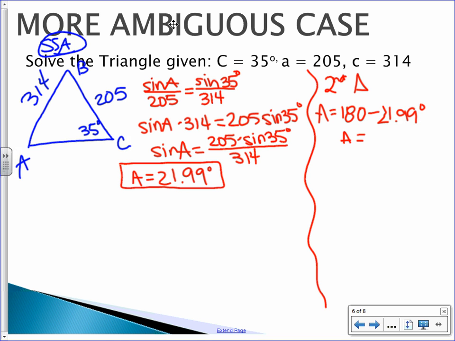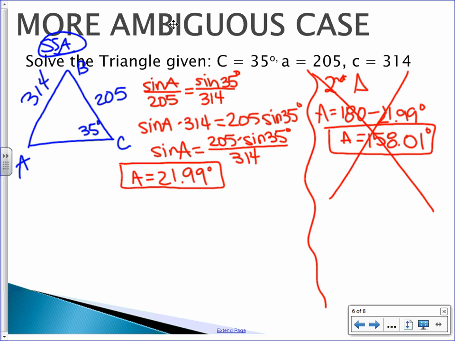What would that make it? 158 point what? Anybody see an issue with that? What's the issue? 35 and 158 add up above 180. Okay, our angle C is 35 degrees. Angle A is 158 degrees. Can we have more than 180 degrees in a triangle? No. When this happens, that means our second triangle does not exist.